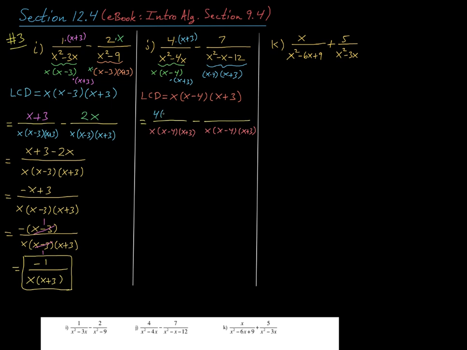So we'll get 4 times x plus 3. And then for the second fraction, we're missing the x. So I'm going to need to multiply this by x to get us to the LCD. And then that 7 gets multiplied as well. And so I get a 7x. All right, and so now I can go ahead and combine numerators. So 4 times the quantity x plus 3 minus 7x, all divided by that common denominator.